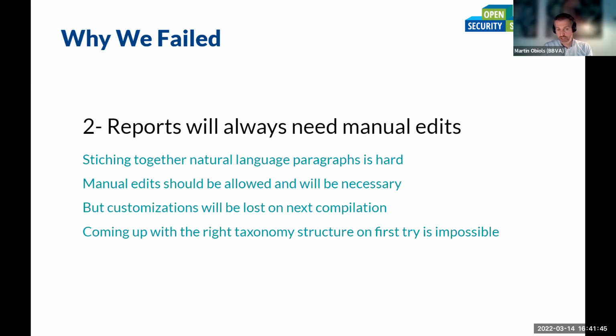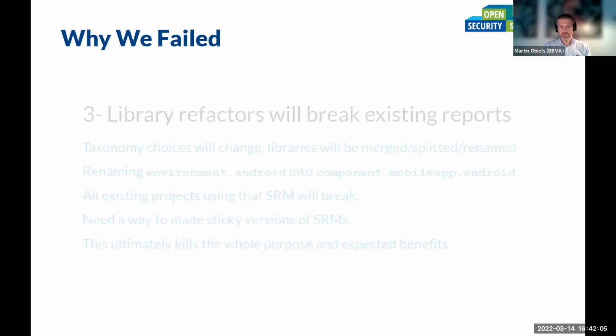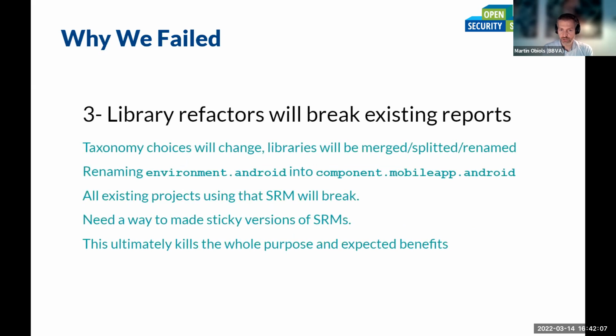Also, coming up with the right taxonomy structure at first try is impossible. It will generate modifications on the taxonomy. What is initially considered an element will be turned into an environment later, because the box will start containing other boxes. So this brings us to the third reason we fail: library refactors will break existing reports.